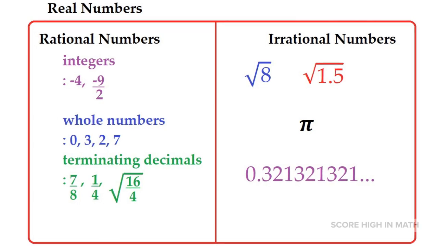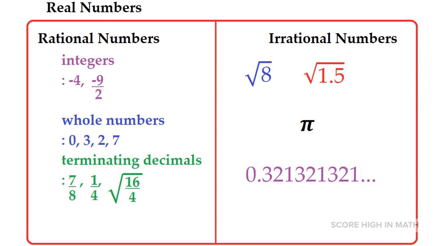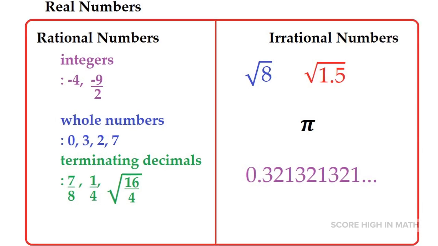You can see the examples of terminating decimals. It terminates like 7/8, 1/4, and square root of 16/4. You can use your calculator so that you can see that it terminates. While irrational numbers, these are non-terminating decimals.